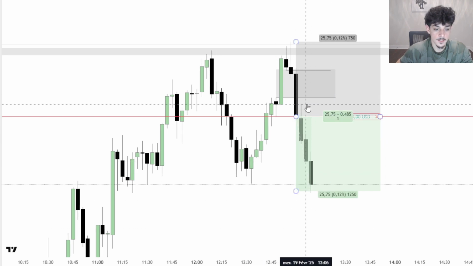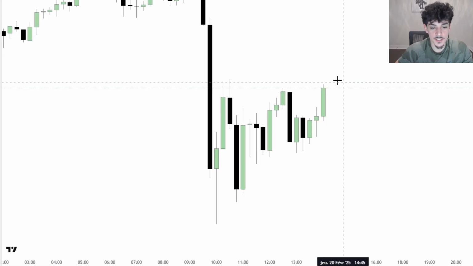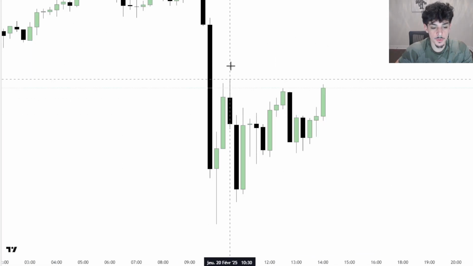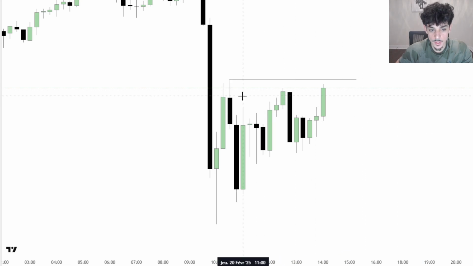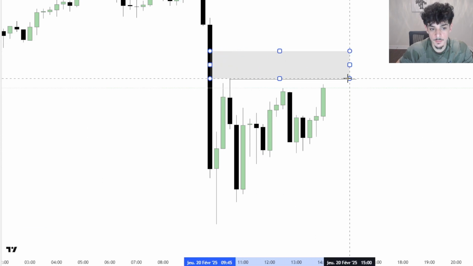And in 9 minutes, you hit your target again. Let's take a look at the price action of Thursday, February 20th. So right here, you can see we have a buy side liquidity pull, a swing high right here, and there is a bearish 15-minute fair value gap just above it.